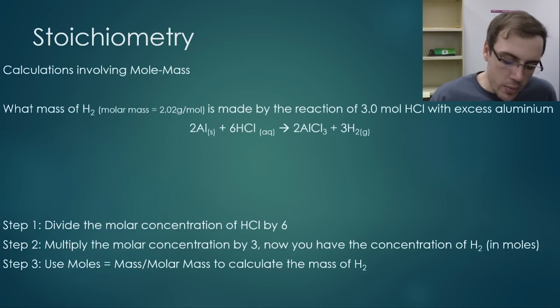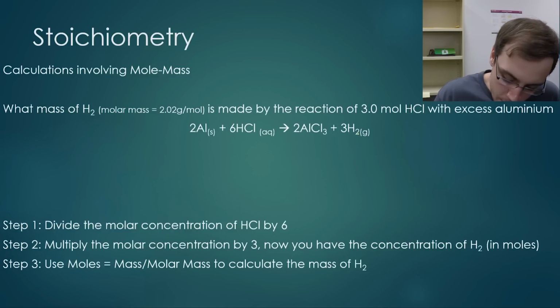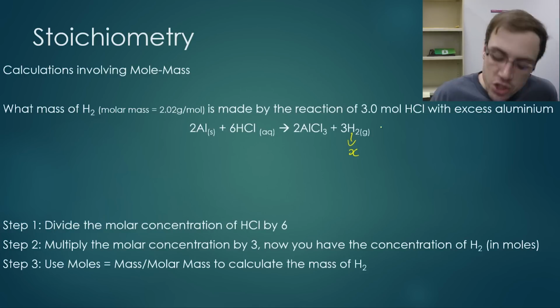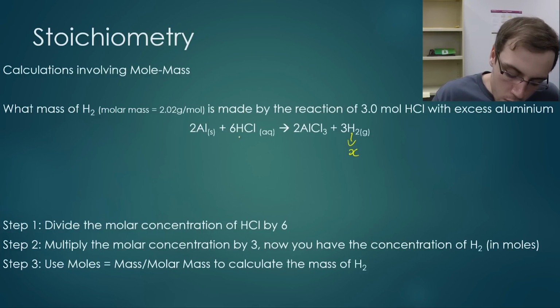Now, the next one that we're going to look at is the calculations that involve moles and mass. The question says, what mass of H2, so the molar mass has been provided here, is made by the reaction of 3 moles of hydrochloric acid with an excess of aluminium. So what the question is asking for is the mass of H2. We don't know that, but we do know that we have 3 moles of hydrochloric acid.